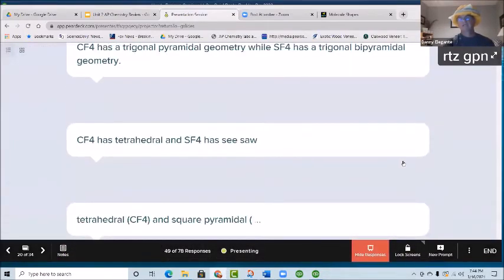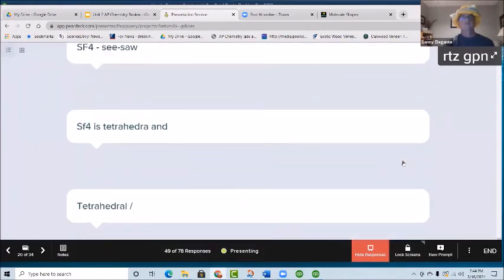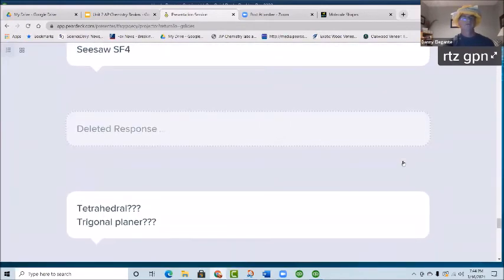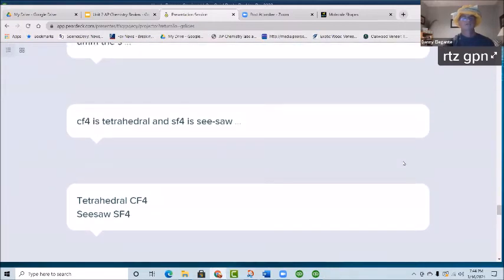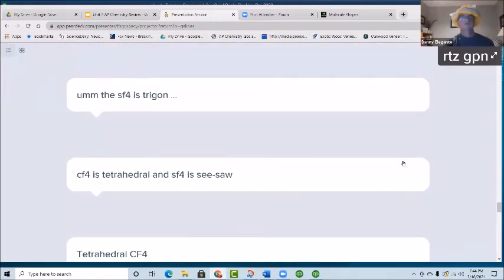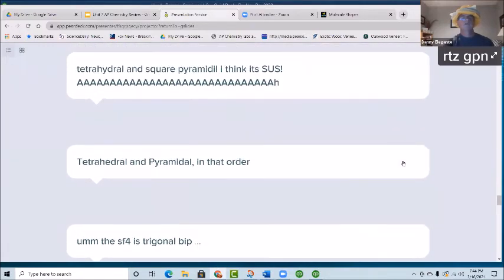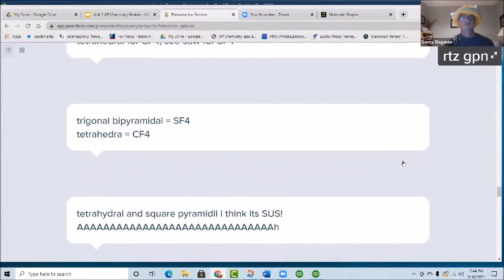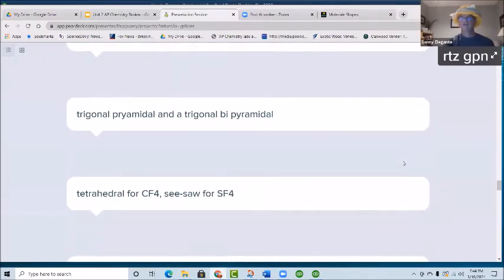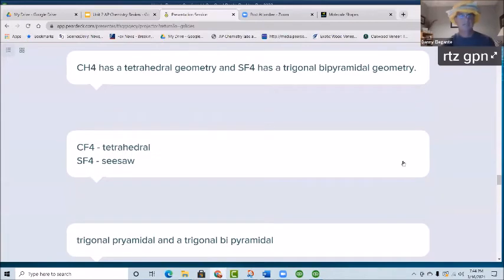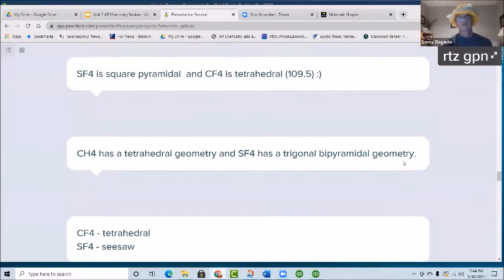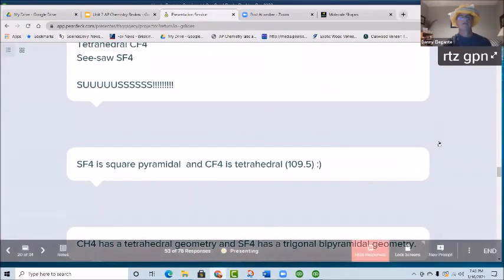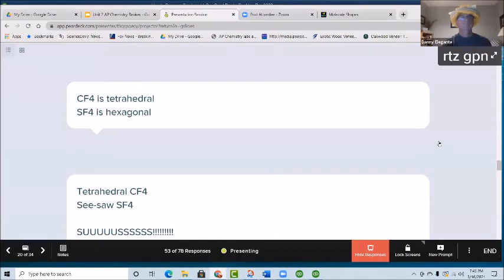Let's look at a couple of y'all's answers, starting at the bottom. Tetrahedral and trigonal planar, tetrahedral and seesaw, tetrahedral and pyramidal, trigonal pyramidal, bipyramidal, tetrahedral. So I can tell that for some of y'all, it's been a while since you did shapes. So if you're missing shapes, if you're missing geometries, that's okay. Just remember that that's something you definitely need to go back and look at as you cruise into the AP exam in May.